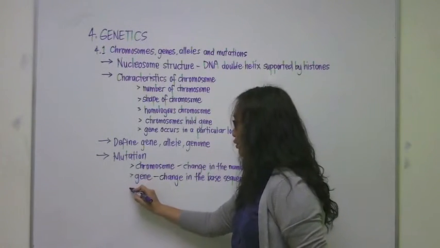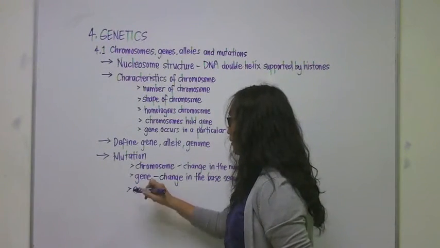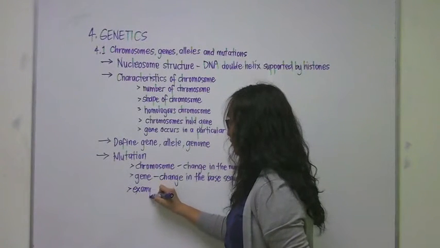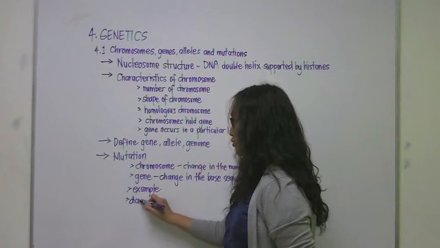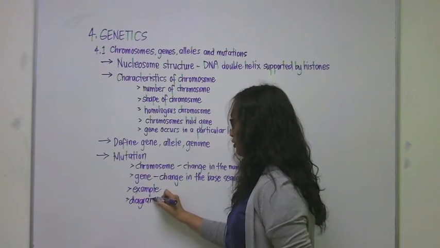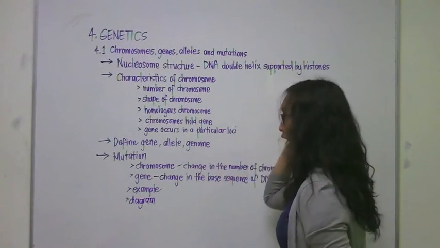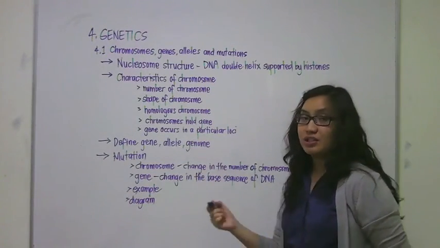Okay, so we have to include some examples for each. And if we can provide diagrams as well, it's going to help the students better understand how these types of mutations are occurring.